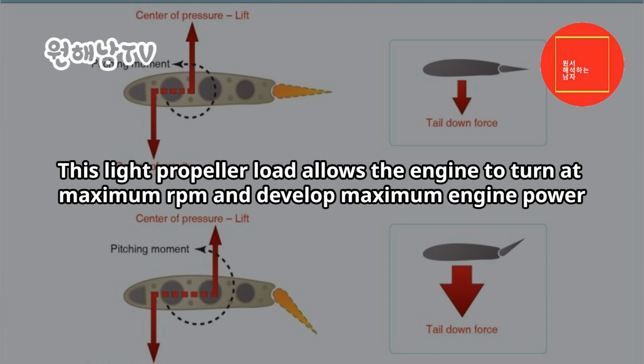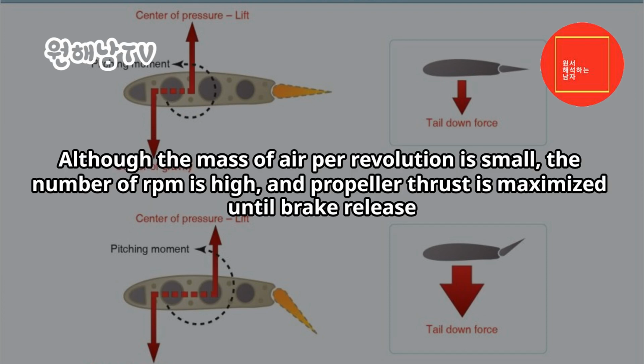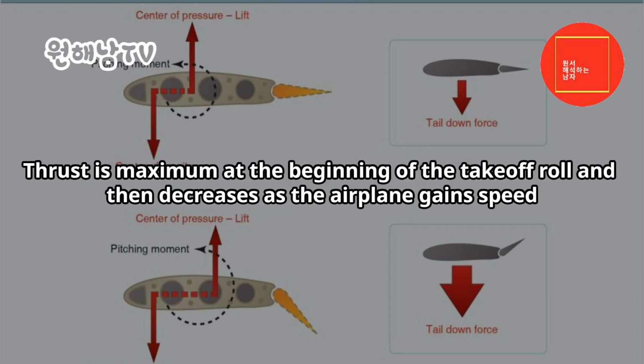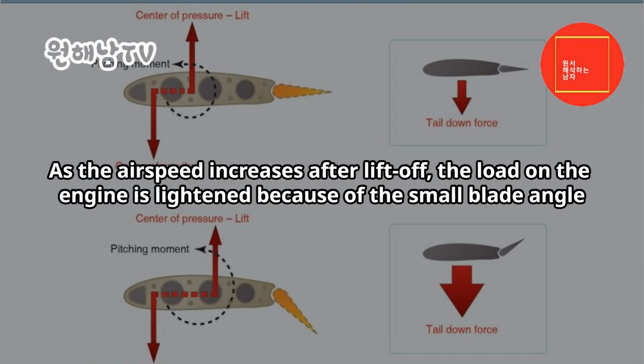This light propeller load allows the engine to turn at maximum RPM and develop maximum engine power. Although the mass of air per revolution is small, the number of RPM is high, and propeller thrust is maximized until brake release. Thrust is maximum at the beginning of the takeoff roll and then decreases as the airplane gains speed. As the airspeed increases after liftoff, the load on the engine is lightened because of the small blade angle.